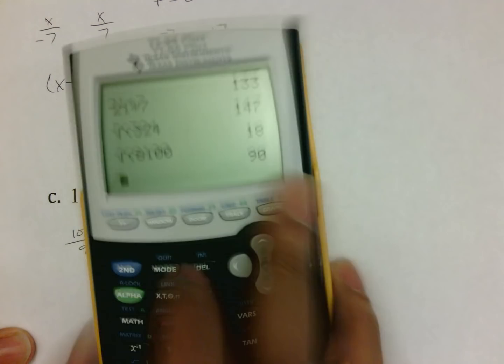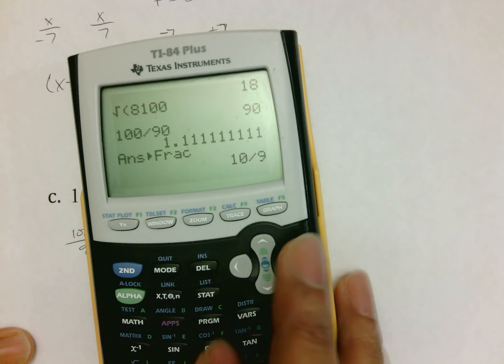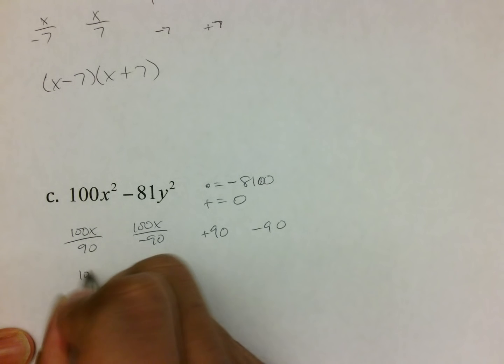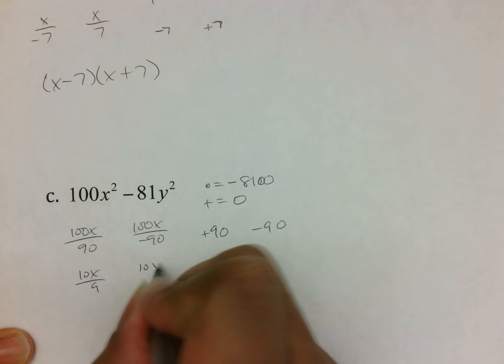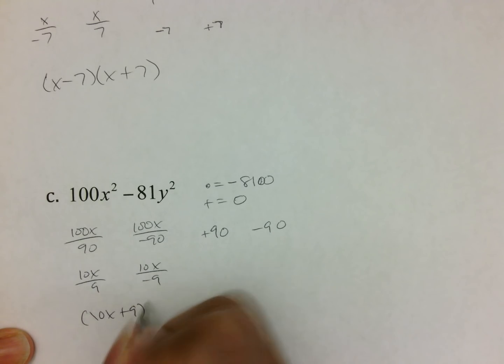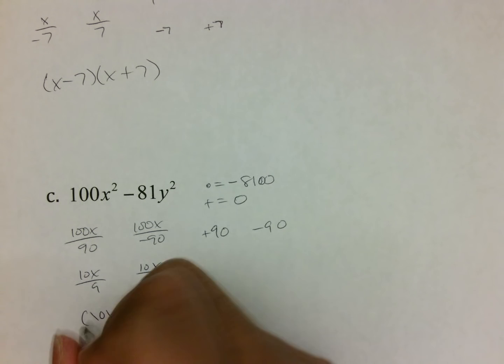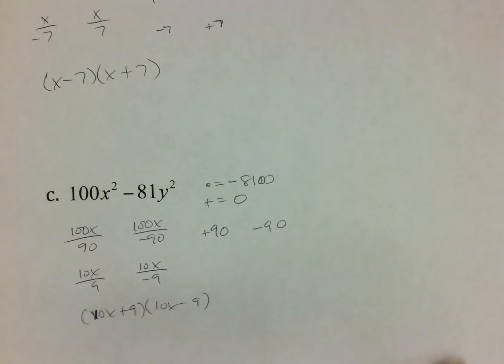You reduce those two fractions. Again, if you don't remember how, I hope you remember how, because that was the skill we needed. Math, enter, enter. You end up with 10 over 9, so it's 10x over 9 here, 10x over negative 9 there, which makes 10x plus 9 and 10x minus 9. Again, those are our factors. I know it looks like a slash, but oh well.